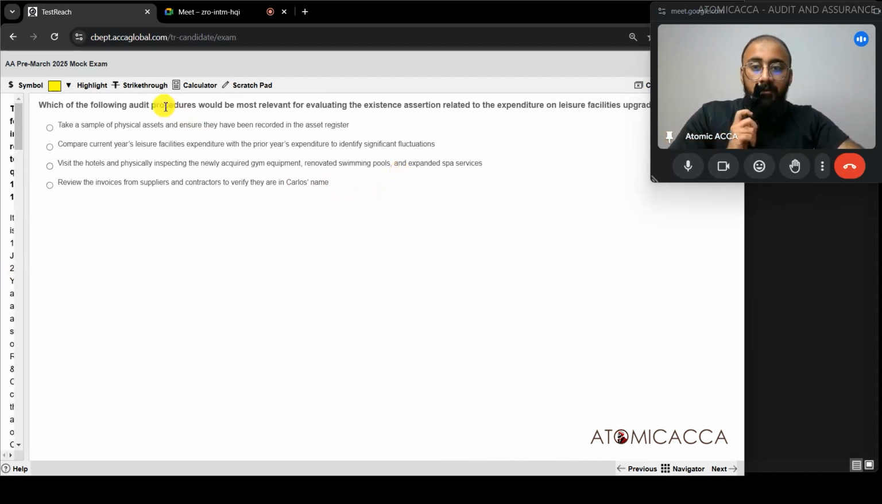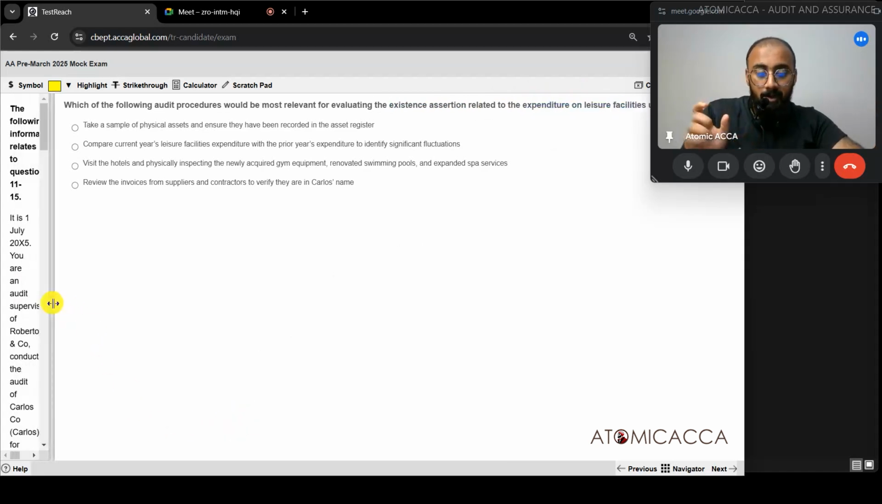Which of the following audit procedures would be most relevant for evaluating the existence assertion? Existence means things that are there in the financial statement are actually physically there. It's not a bluffed up item in the financial statement. It's actually there for the company. Related to the expenditure on leisure facilities upgrade, so that is about the first paragraph. Some capital expenditures were done. They're asking what audit procedure will be helpful in finding the existence of these items.